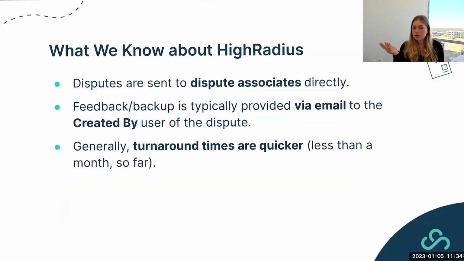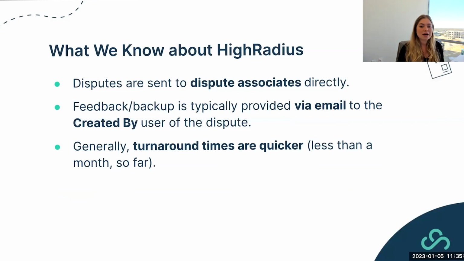Okay, so what else do we know about HighRadius? Disputes are actually sent to associates directly. I think you can actually see their name whenever it comes back. You can see who is approving your dispute, which is really interesting. So there are actual people who are reviewing what you're disputing and making a judgment call on it. It's not a system, software, or an algorithm judging if you should win money back or not. It is actually people doing it manually.